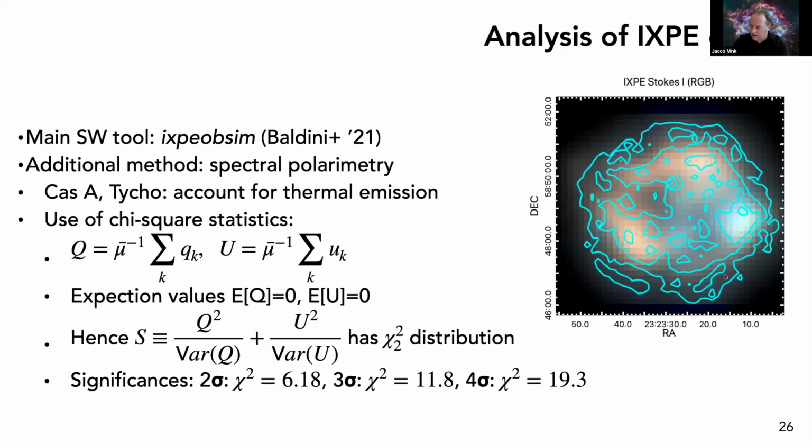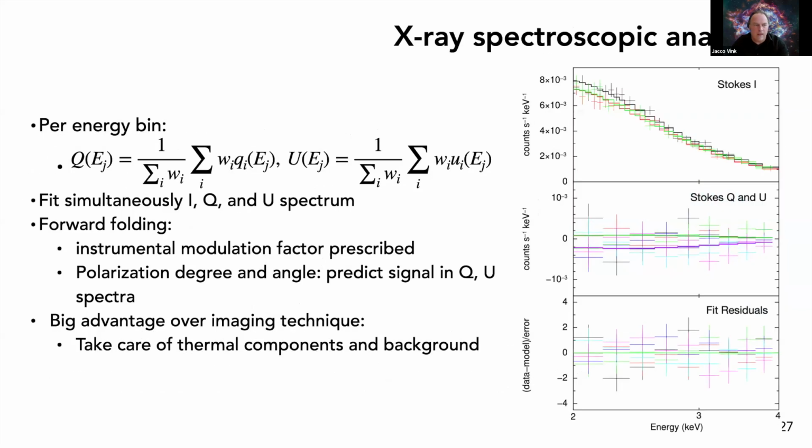Here on the right, you see the first image that we took of Cas A with IXPE. In the contour lines, you see what Chandra provides, and the pixelated one shows IXPE. And you see a sort of bluish glow here and at the outskirts, and that's the X-ray synchrotron emission, whereas the more pinkish, reddish color indicates the thermal emission. Another way is actually using a spectral technique where basically per energy bin you create a Q and a U, and you can fit that simultaneously and fold it into your model. The nice thing about doing that is that you can more naturally account for the fact that you also have some thermal emission.